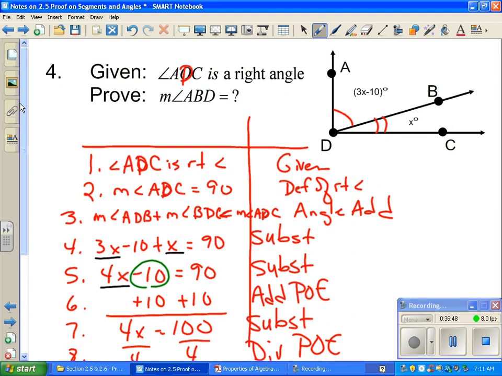So if I label my picture with this one as 65 and this one as 25, they should make 90 together because they should make a right angle, which they do. It adds up to 90. So that's your check to make sure you've done it right. So now it's time for you to do your classwork.